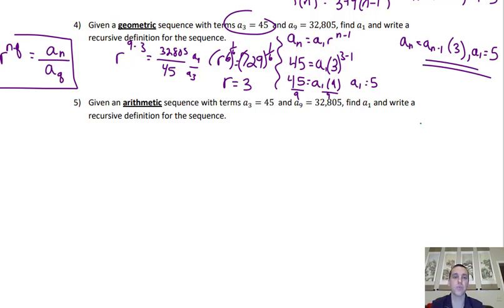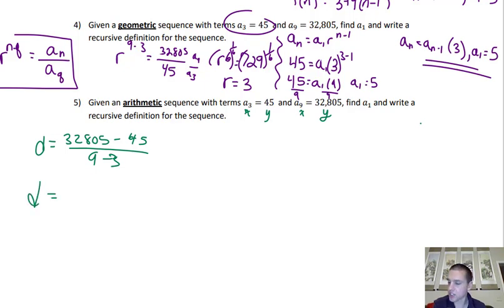So same idea, except now we know it's arithmetic. In this case, to find the rate at which it's changing, and it's a linear function because it's arithmetic, we're going to use slope. So all I'm going to do to find the common difference is take the two terms, subtract them, and divide by 9 minus 3. It's just like x and y, change in y over change in x. And that's going to give us 5,460. That is our common difference.